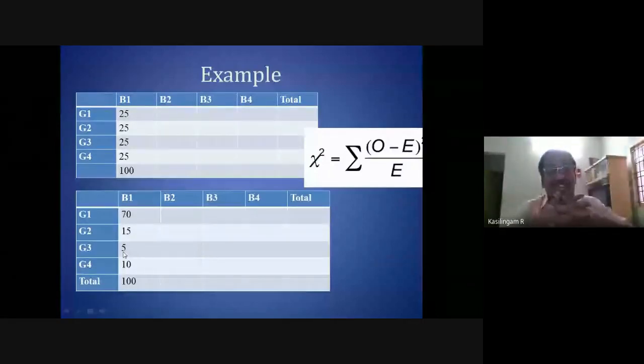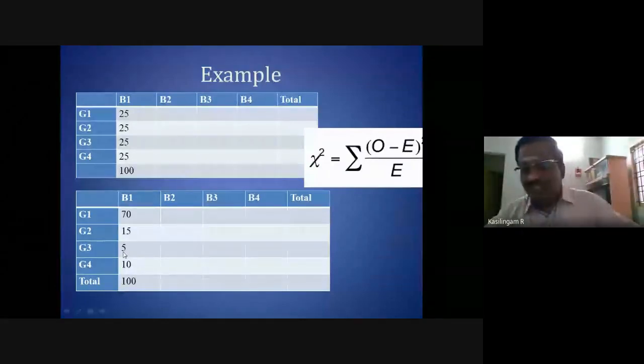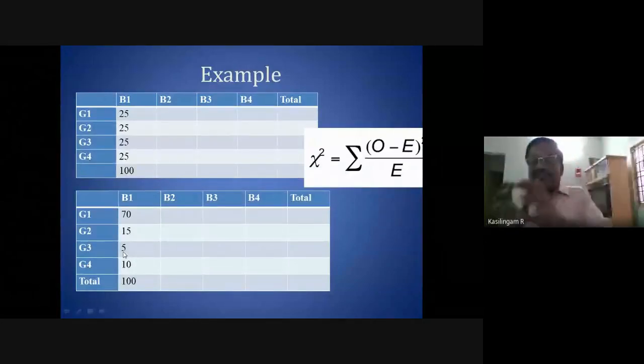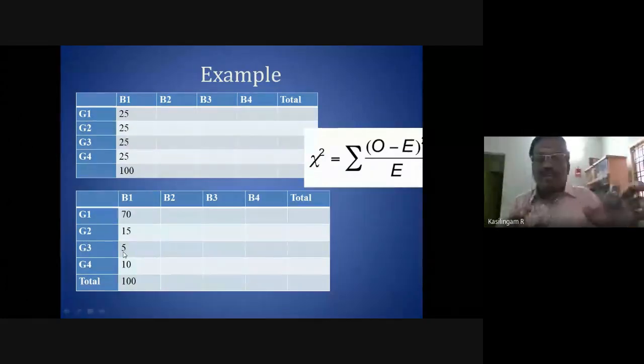So here what is 70? It is a frequency, 70 times. That is the actual observation: 70 times he is sitting with that girl. So what is expected? You should have sat with that girl only 25 times. O is 70, expected is 25. O minus E: 70 minus 25, around 45. So 45 square, I will get some high chi-square value.